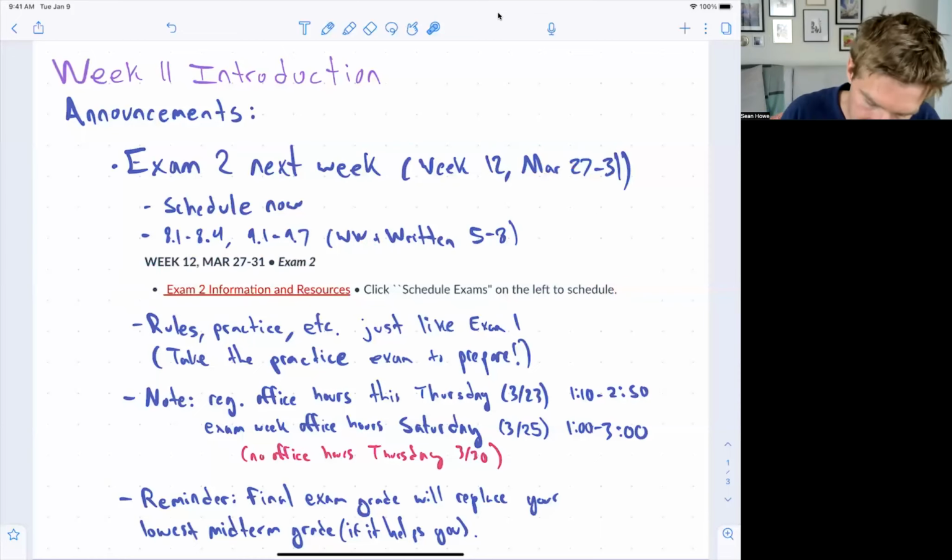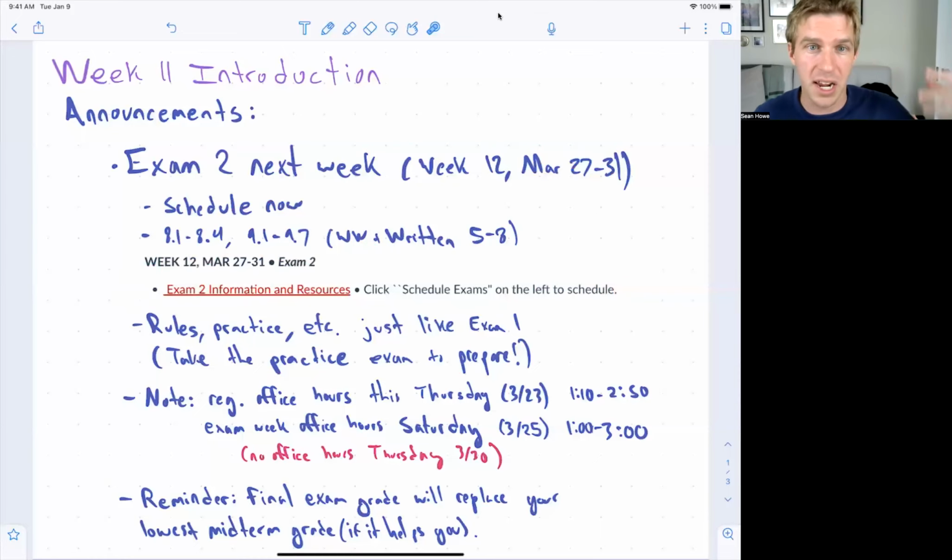In particular, do take the practice exam to prepare. I encourage you to study a bit first, then take the practice exam as if you were taking the actual exam. Take that practice exam, see how you do on it, see what areas you need to strengthen, and then study on those areas before taking the actual exam. So get started early and leave yourself enough time to do that.